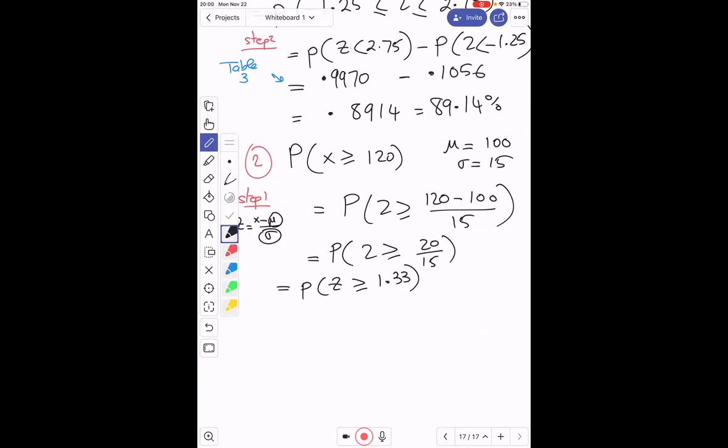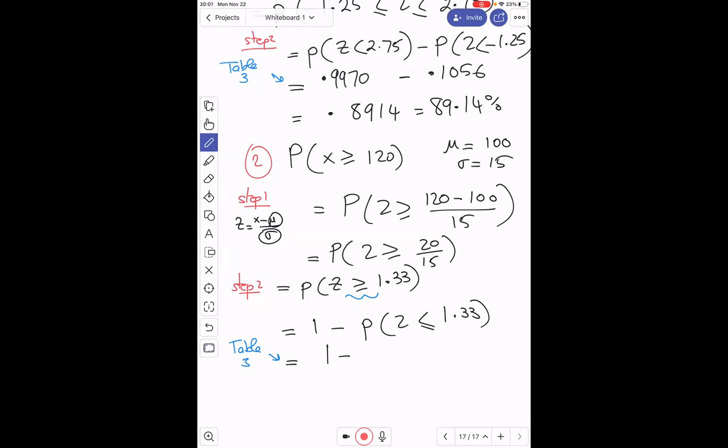Now, second step, I can use my table, but first, as you can see, this is z larger than. Larger than means it's the area to the right. And to find the area to the right, you need to subtract the area to the left from 1. So this is 1 minus the area to the left, z less than 1.33. Because the table gives you the area to the left.